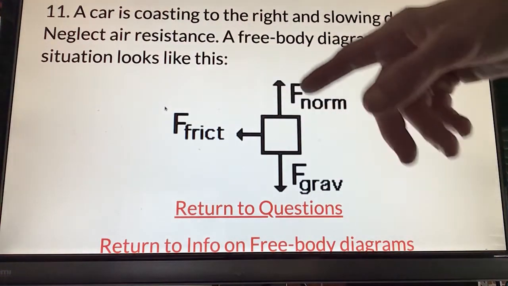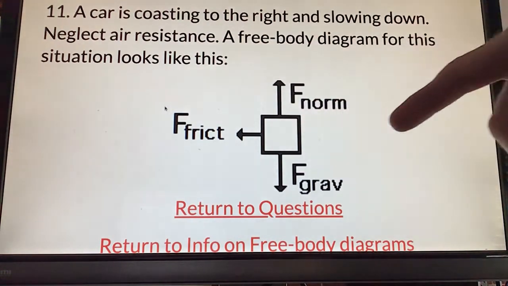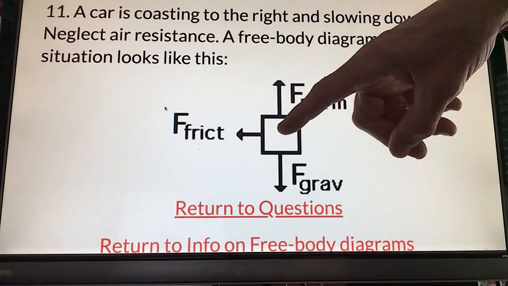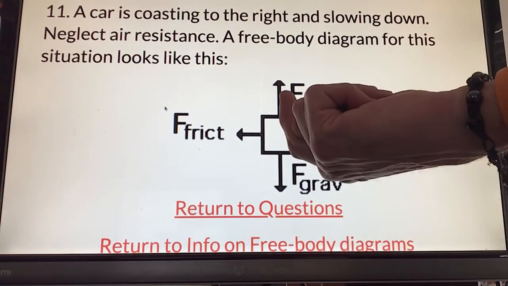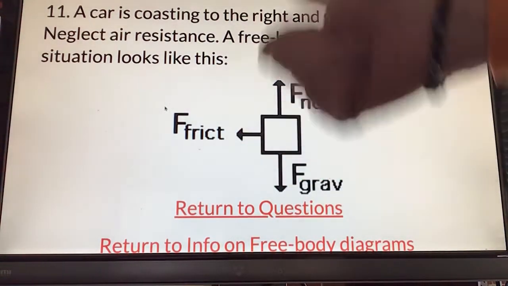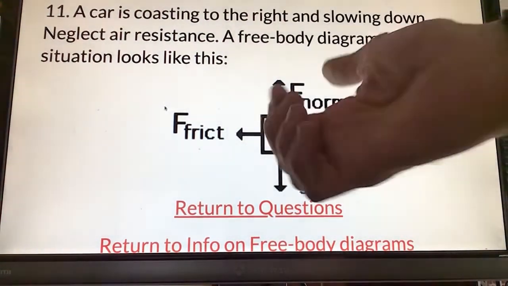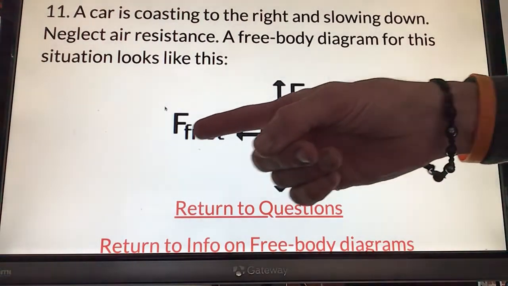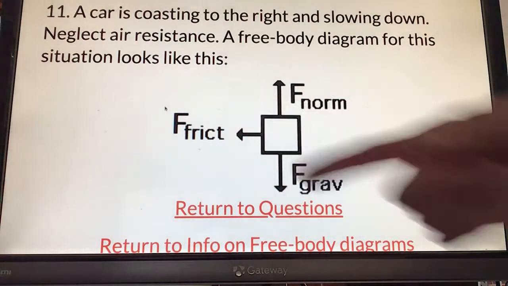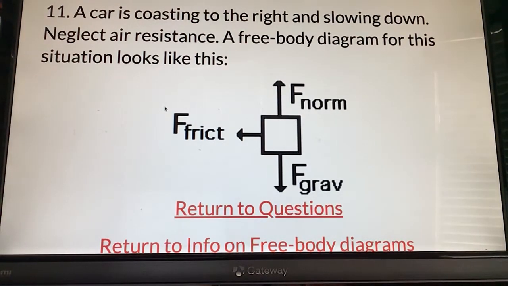So you got the car, kind of square, kind of boxy looking car. F grav is always pulling down. Gravity is always pulling down. Force of the normal force always pushing up from the ground, pushing up. And there's no applied force because it's coasting. But you do have frictional force between the tires and the road, slowing it down. Okay?